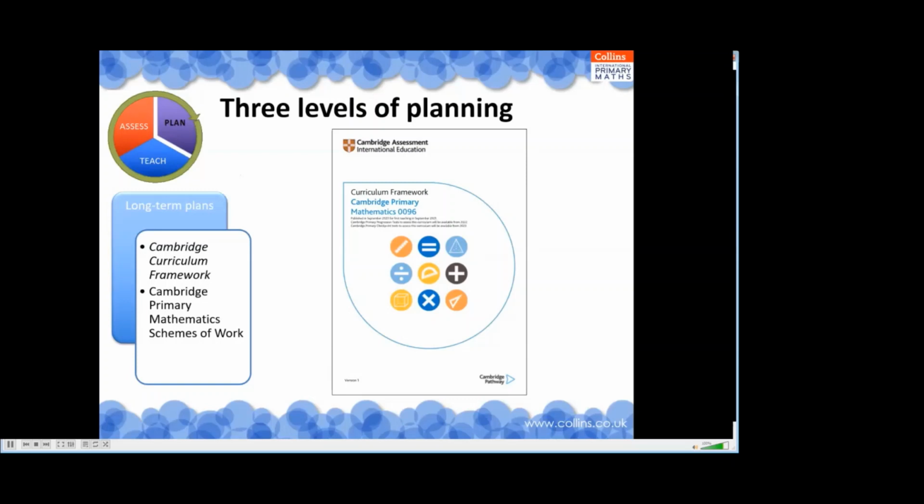The elements of Collins International Primary Maths that form the basis for planning can be summarised according to the 3 levels of planning. The Cambridge Curriculum Framework constitutes the long-term plan for schools to follow at each stage across the school year. By closely reflecting the framework and the Cambridge Primary Mathematics Scheme of Work, the course embodies this long-term plan.